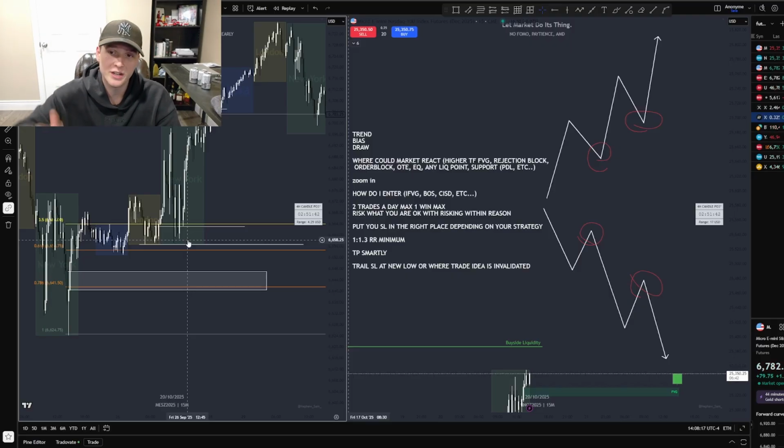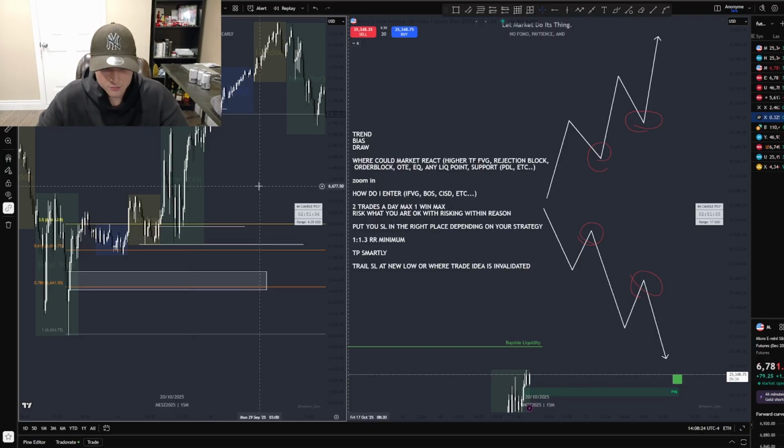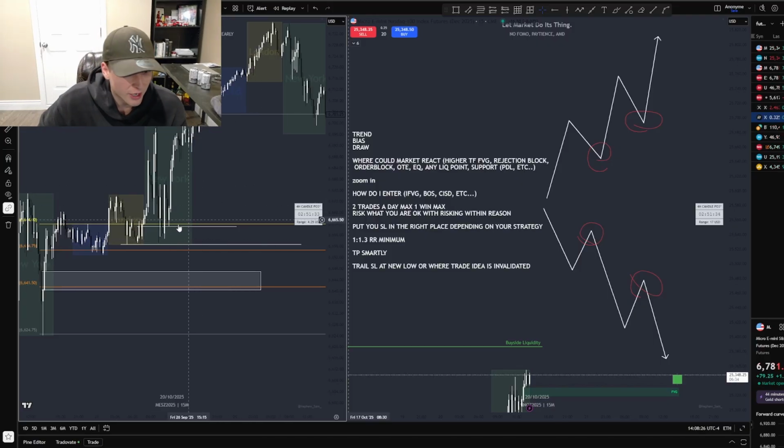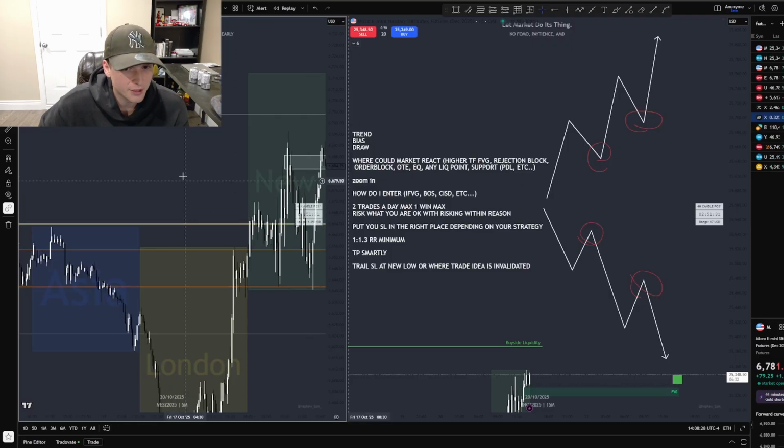Me, I strictly trade Fibonacci's. If there's something else, awesome. I don't care for it. Okay. Zoom in once you found your area. This is the order block. I'm on a 15-minute. Zoom into the 5.